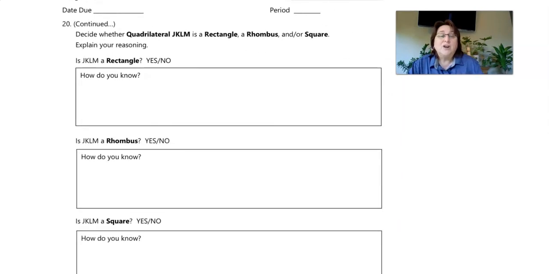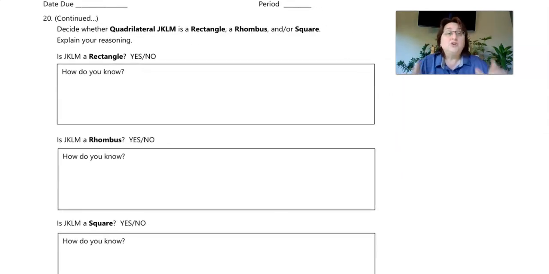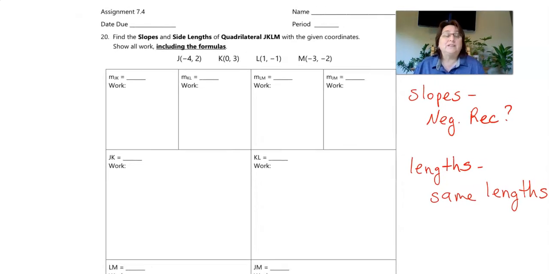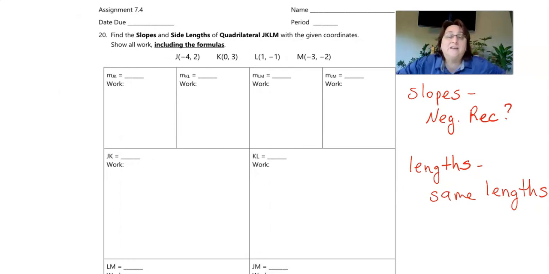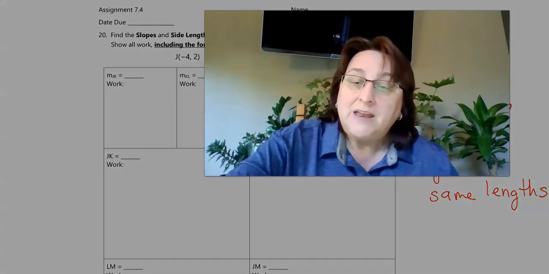So this is why you're going to use this, because on the second part of number 20, which is right here, you are going to determine, do you have a rectangle? Is it a rhombus? Is it a square? Is it all 3 of them? And you have to say why. How do you know that it's a rectangle? And you're going to base that off of the information that you get from working out the slopes and the side lengths. Okay? Now, guys, rectangles, rhombi, and squares, again, they are special parallelograms, so they're still going to have all of the characteristics of a parallelogram, and they're going to have some of their own.